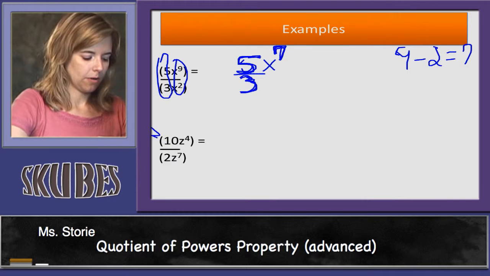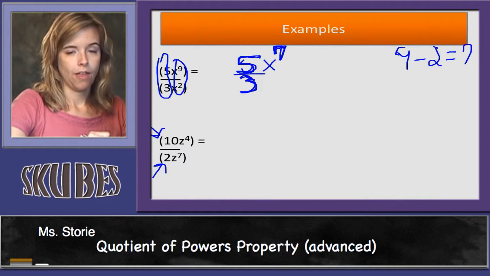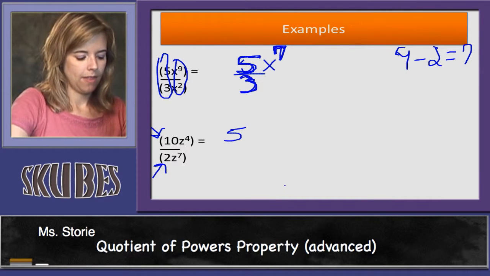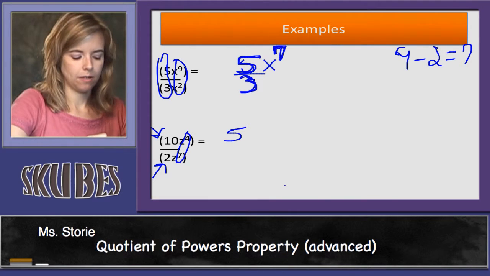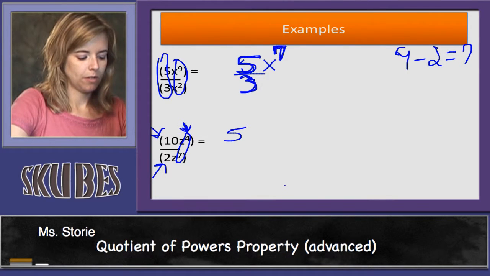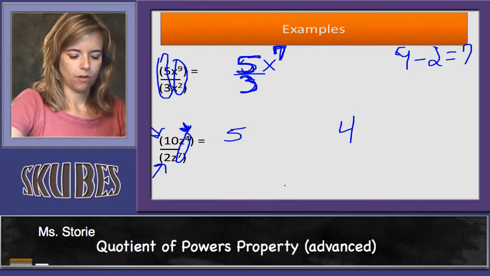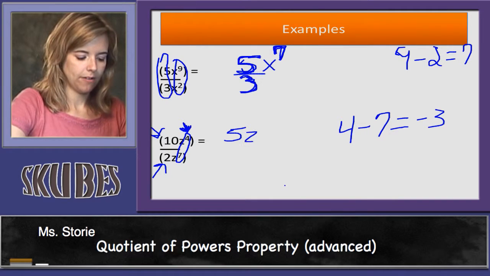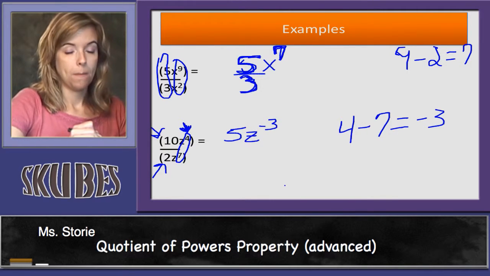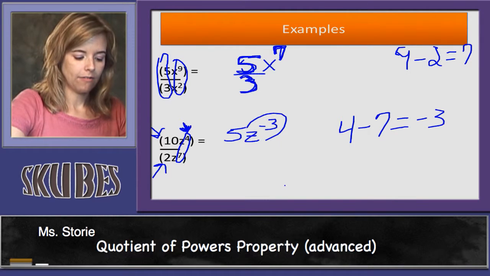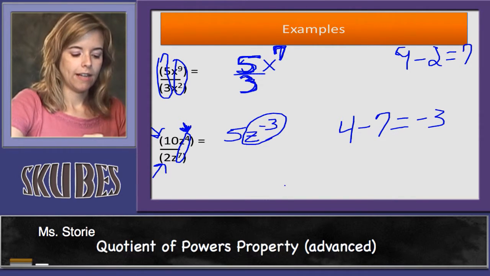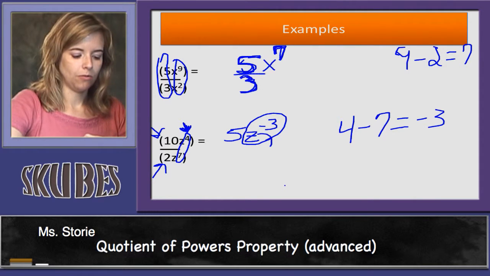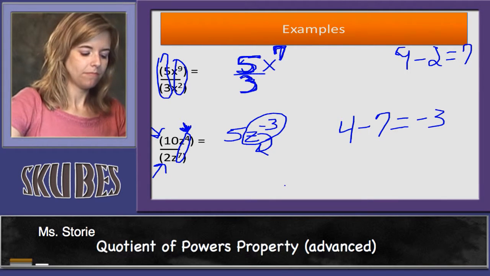So take a look at the second one. You have 10 and 2, and those are coefficients, so you need to divide them. So 10 divided by 2 is going to equal 5. And then with the exponents, you're going to have to subtract them. And remember, the numerator always gets put down first for subtraction. So you're going to have 4 minus 7. That's going to give you negative 3. So you're going to have 5z to the negative 3. But if you remember, you can't have a negative exponent as a final answer. That negative exponent is actually telling you to find the reciprocal, meaning we need to move the z to the bottom.